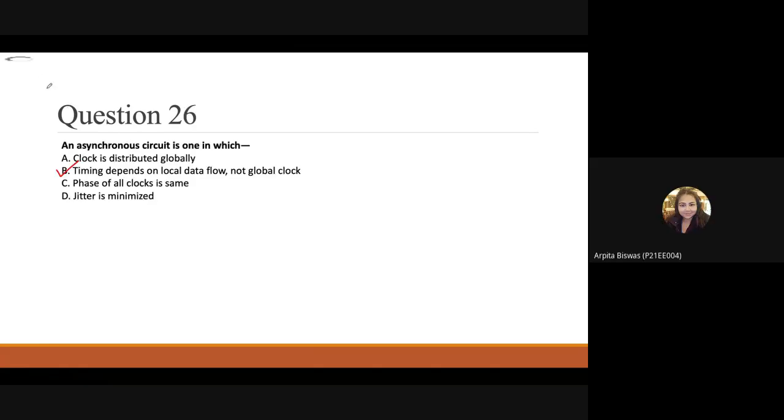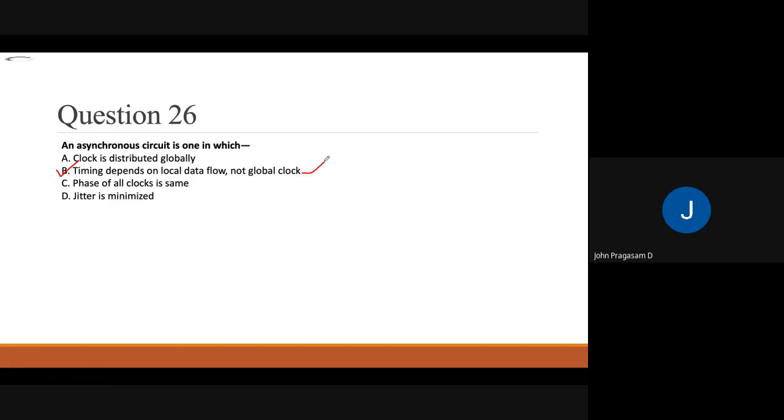Option B. Yes, option B. Timing depends on local data flow, not global clock. Actually, that question in jitter is also minimized, ma'am. Actually, no, here, yes, an asynchronous circuit is one in which timing depends on the logic data flow, not global clock. This is the right answer.